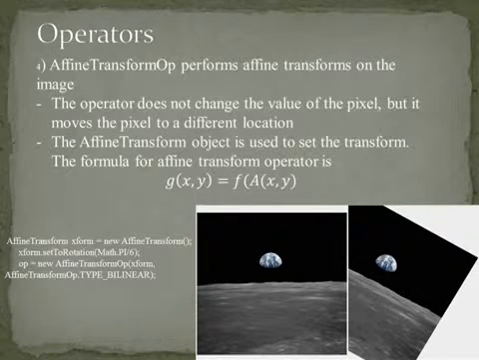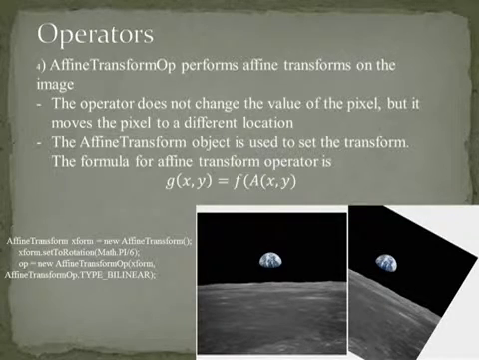The affine transform op performs an affine transform on the image. The operator does not change the values as the previous operators did. Instead, it moves the pixel to a different location. In the previous operations, we applied the function or the transform on the color, which is f of x y. Now we will apply the transform on x y to get g of x y. Then the pixel keeps the same color, but we change the position of the pixel.